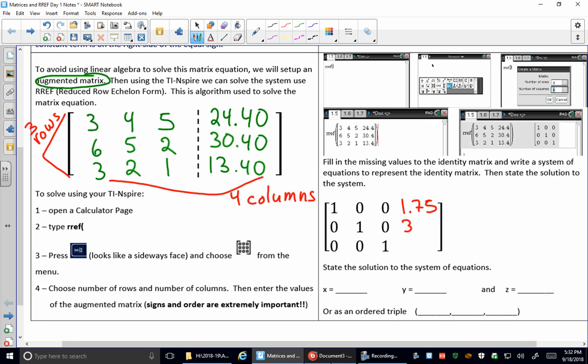3.6 and 0.95. Okay, so how does this relate to what we started with? So now we can actually write an equation.